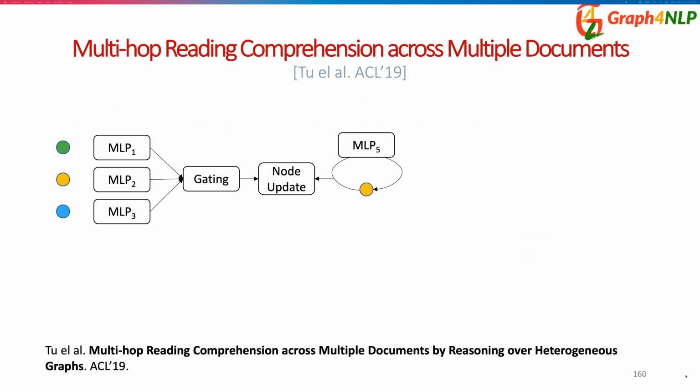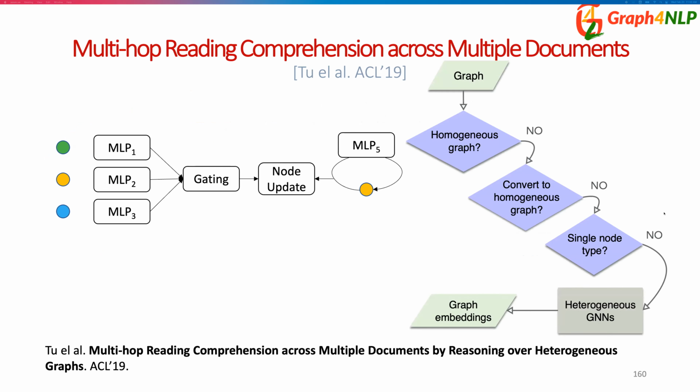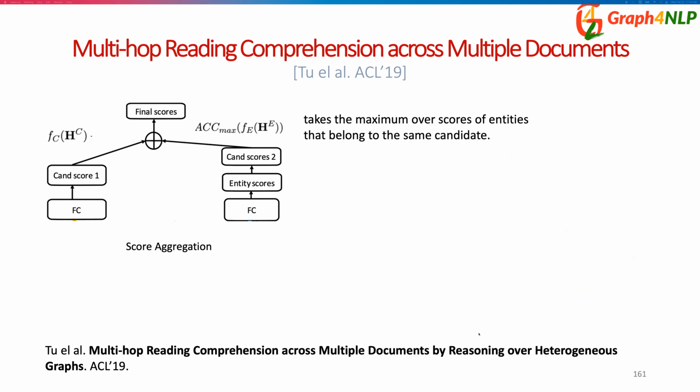Once the contextual embeddings are initialized in the graph, a gated GCN is used to train the node representations in the graph. Similar to what we have seen before, this is a heterogeneous GNN, and from this we will compute the graph embedding. The final node representations of candidates and entity nodes corresponding to mentions of a candidate are used to calculate classification scores.